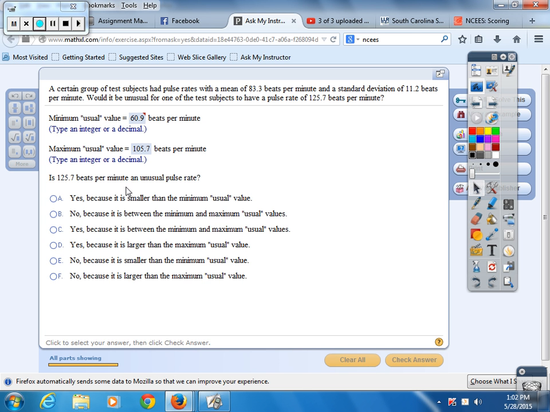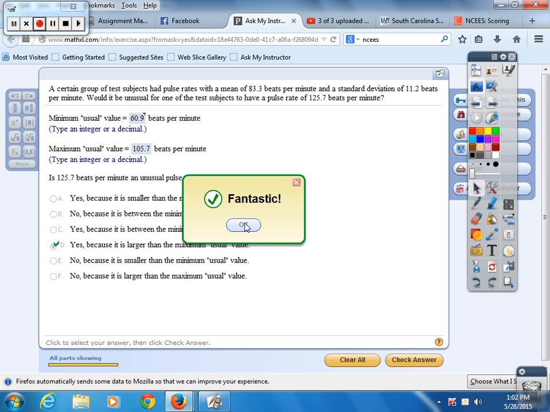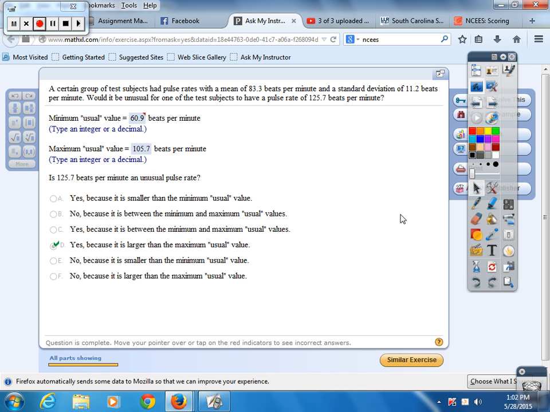Is 125 unusual? Well, it's either A, C, or D. It's larger than the maximum. Good job. And that's it. So that's a good test question because it does everything with the mean and standard deviation, but it's also kind of simple. But it ain't simple if you don't draw a picture. If you don't draw a picture, you have no clue what they're talking about.